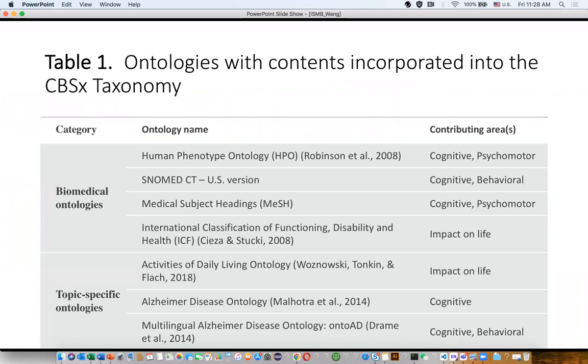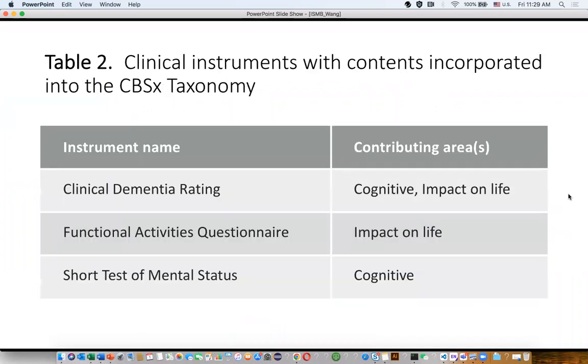This table shows the ontologies that we incorporated into the CBSX taxonomy and their contributing areas. This table shows the clinical instruments and contributing areas.